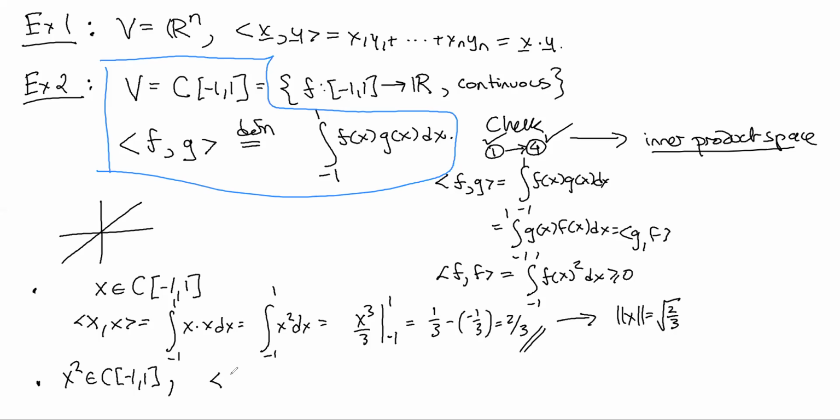What's its inner product with x? Well, let's just calculate it. The definition is given. It's the integral of x times x squared dx, from minus 1 to 1. That's the integral of x cubed dx from minus 1 to 1. And this is x to the 4 over 4 from minus 1 to 1, which is 0.